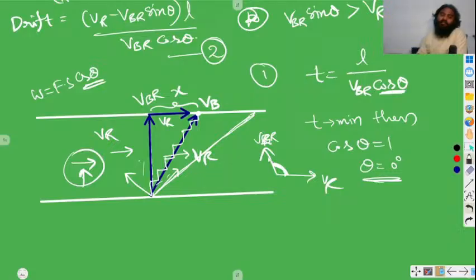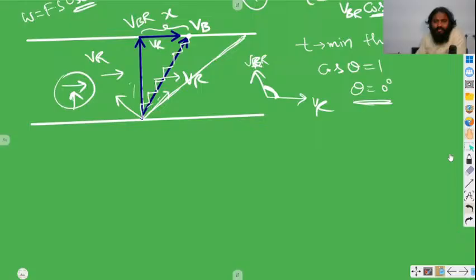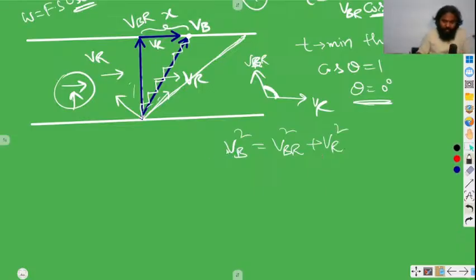And next, one more condition is crossing the river in the shortest amount of time. If you want to cross the river in the shortest amount of time, what do you have to do? See, here you can use the Pythagoras theorem. You don't forget that, right? VB square is equal to VBR square plus VR square. So by using this, whatever physical quantity you want, you can calculate.